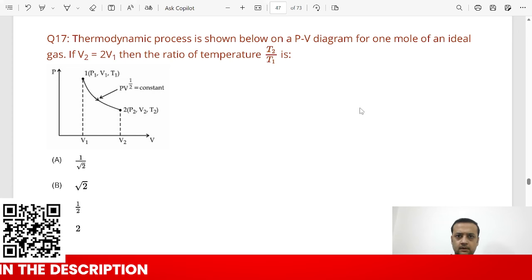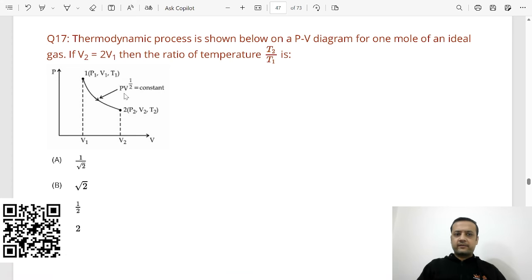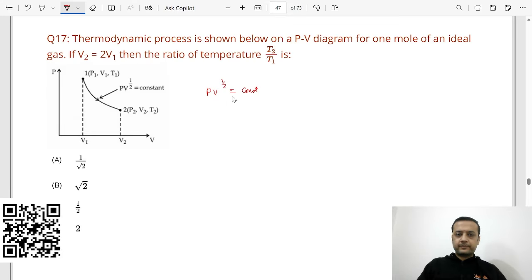Now here we have to find the ratio of T2 by T1, and the process equation is given as PV to the power half is constant. Okay, PV to the power half constant. Now we have to find the ratio T2 by T1, and volume has doubled here.